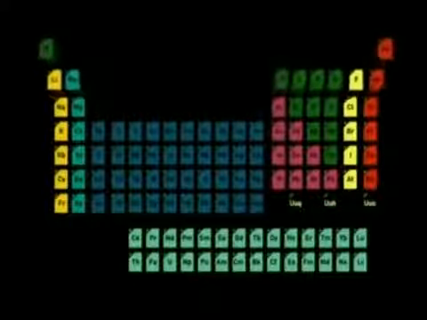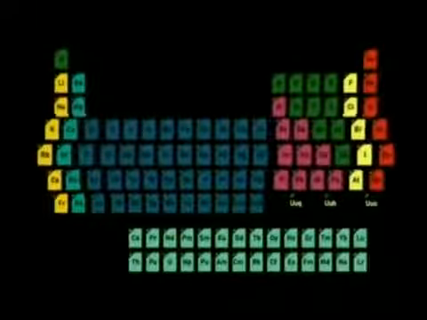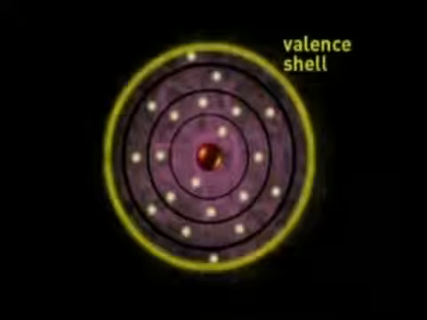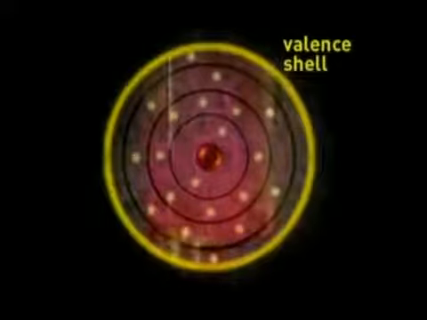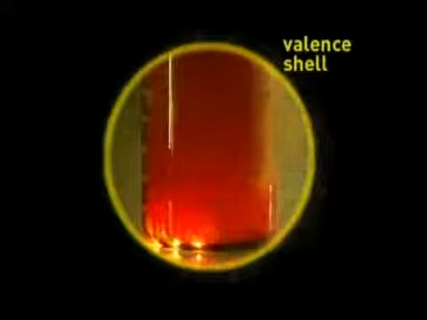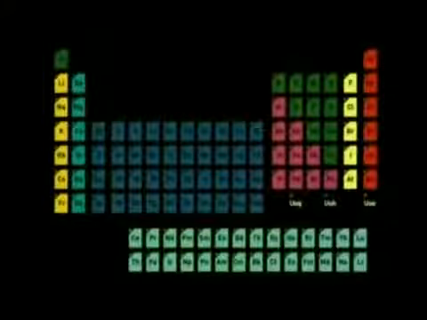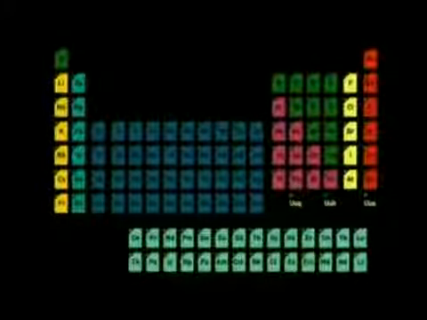But how can we explain trends in properties within the same column, as well as trends in properties across rows of the table? Again, the key to understanding these trends lies in the outer shell of electrons, the valence shell. Anything that affects the valence shell will affect the chemical and physical properties of the element. Let's look at the electron configuration for group 18, the noble gases. These are in the p block.